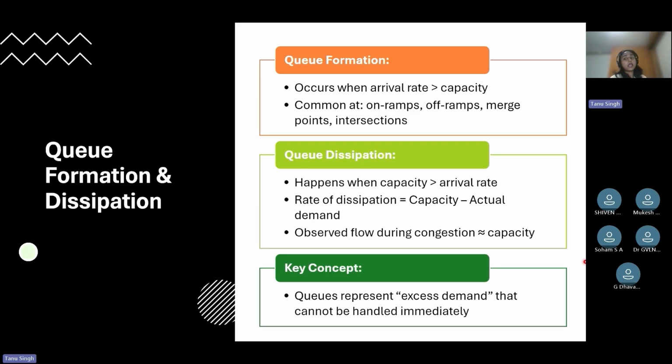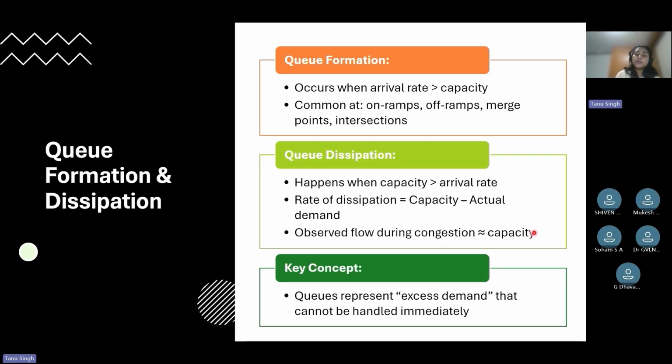Queue dissipation happens once the queue is formed. Vehicles discharge at a rate usually slightly lower than the capacity; this is the queue discharge rate. The rate of dissipation is equal to capacity minus the actual arrival rate. But we see the observed flow during congestion is equal to the capacity. So the queue dissipates when capacity exceeds the arrival rate. Essentially, the road now clears the backlog of vehicles.